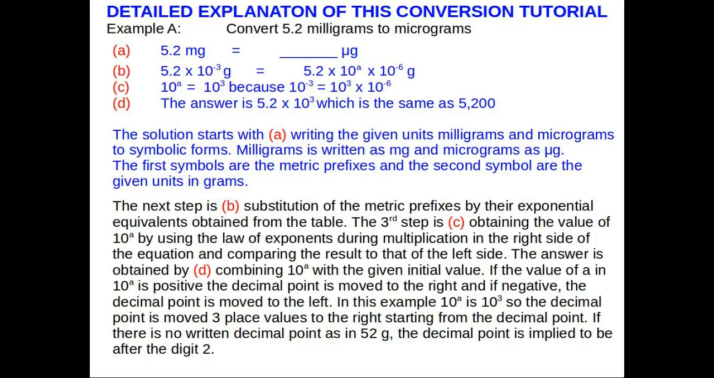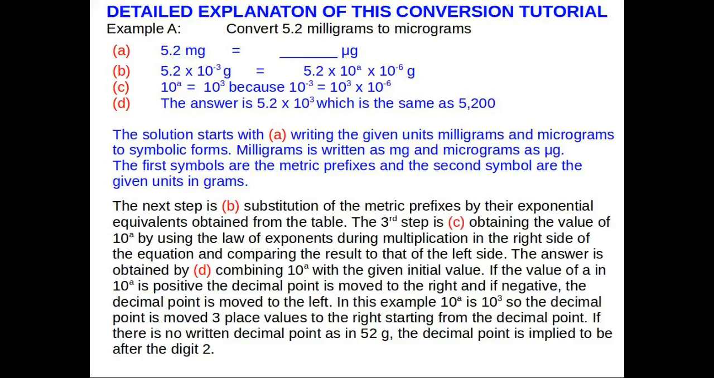Example A. Convert 5.2 milligrams to micrograms. The solution starts with step A, that is writing the units milligrams as small mg and micrograms as mu g. The g refers to the symbol for grams, small m for milli, and mu for micro.